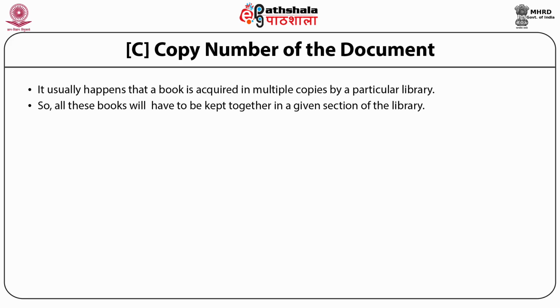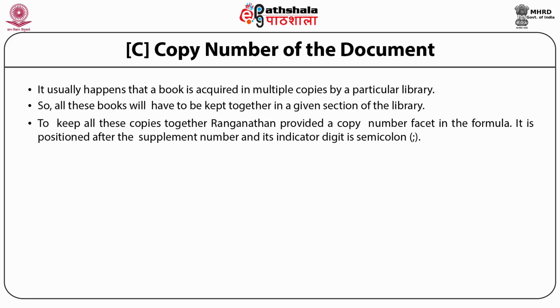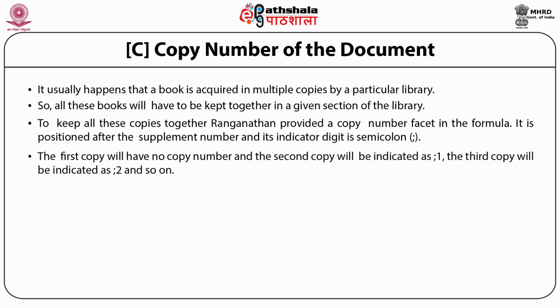Copy number of the document or the book. It usually happens that a book is acquired in multiple copies by a particular library. For example, textbooks are always acquired in multiple copies. So all these books will have to be kept together in a given section of the library. To keep all these books together, Ranganathan provided a copy number facet in the formula so that all the books get a particular place among themselves.